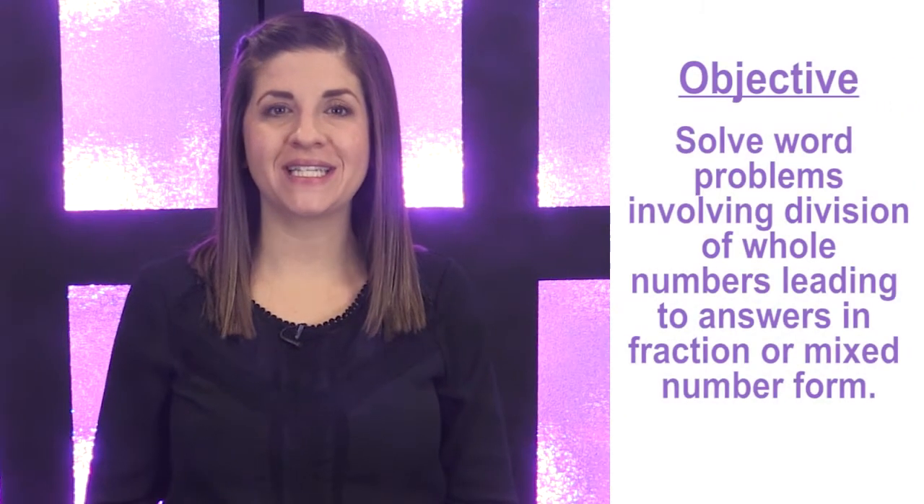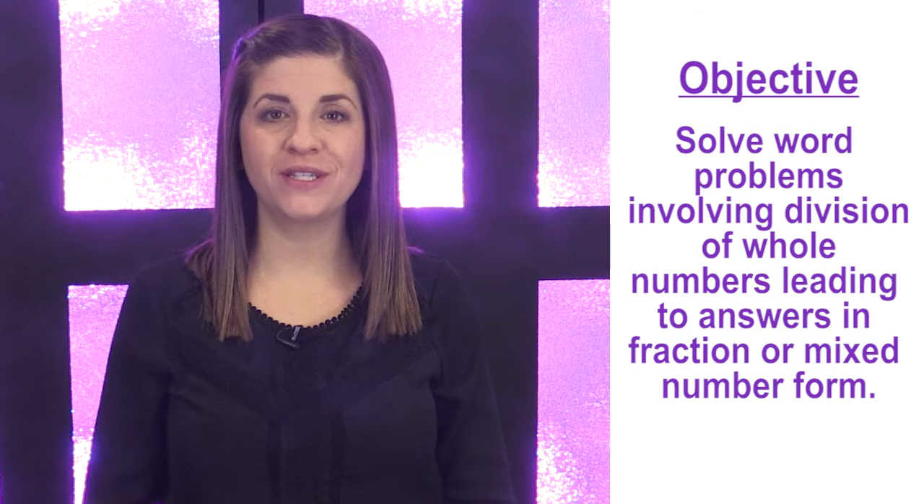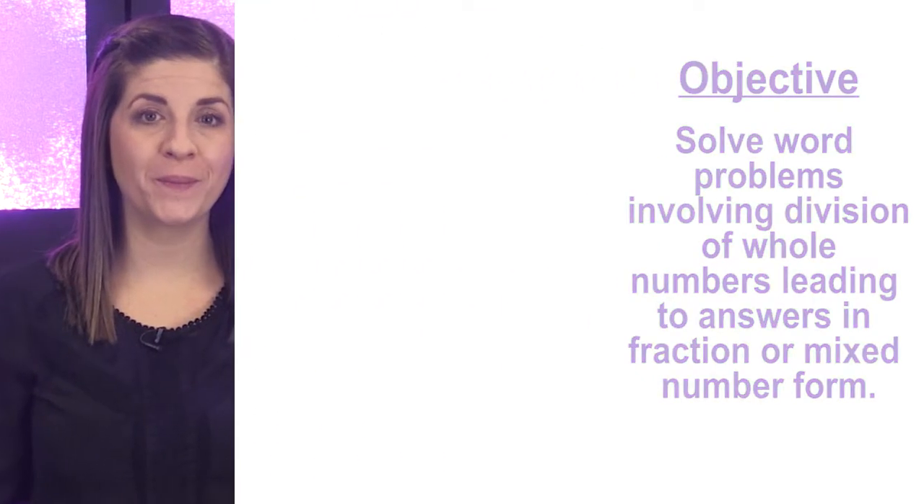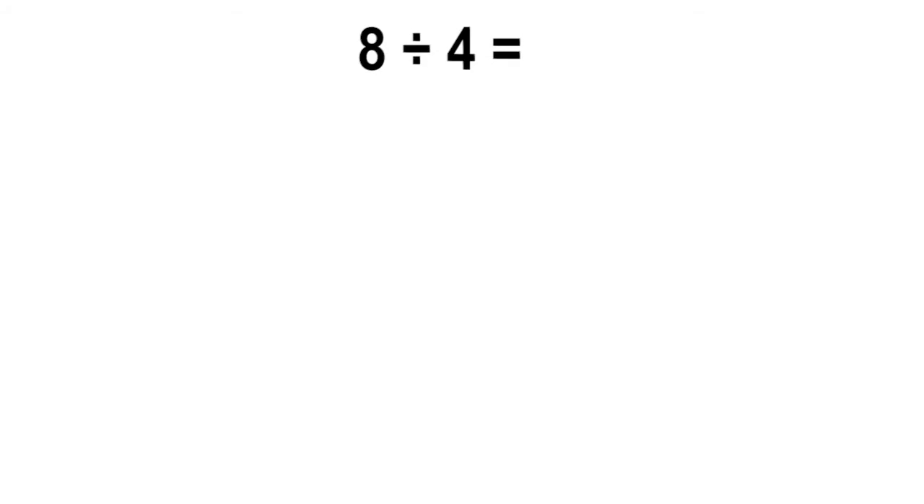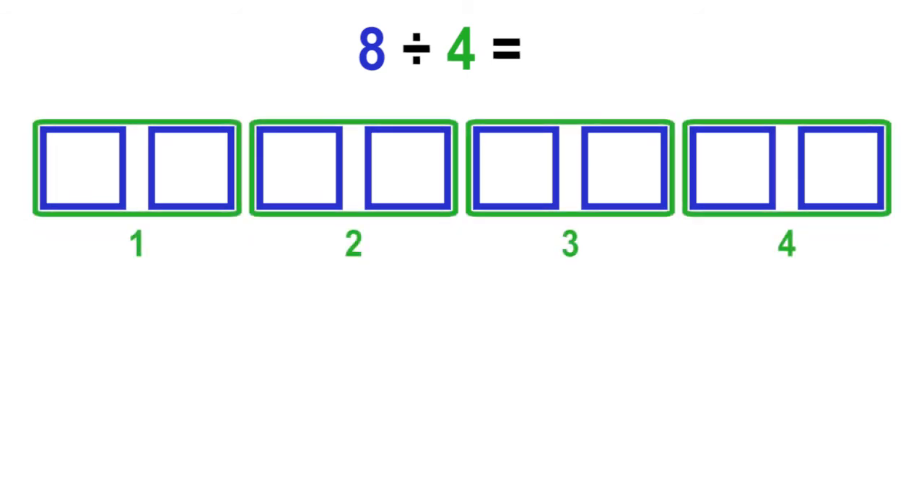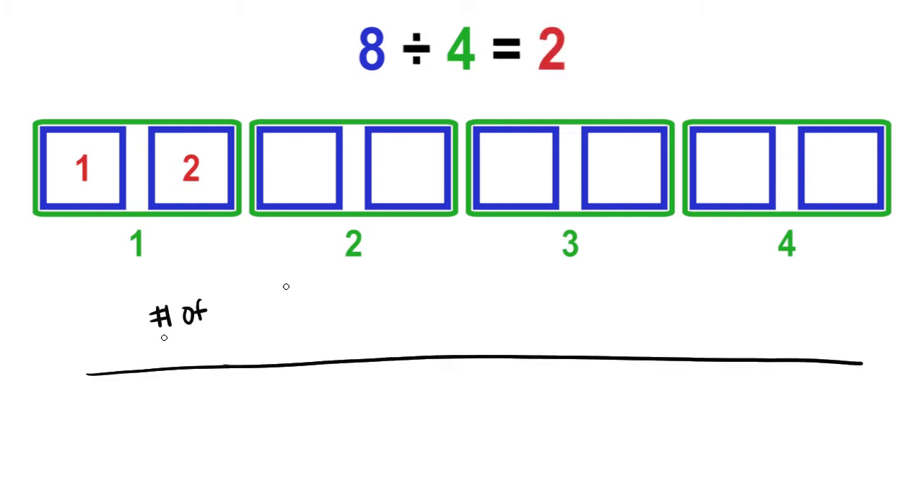The objective of this lesson is to solve word problems involving division of whole numbers leading to answers in fraction or mixed number form. Let's begin with our first problem, 8 divided by 4. We can model 8 squares being shared equally into 4 groups, or 8 divided by 4, by drawing 8 blue squares. If we make 4 groups, we can see that there are 2 blue squares in each group. The quotient is therefore 2.